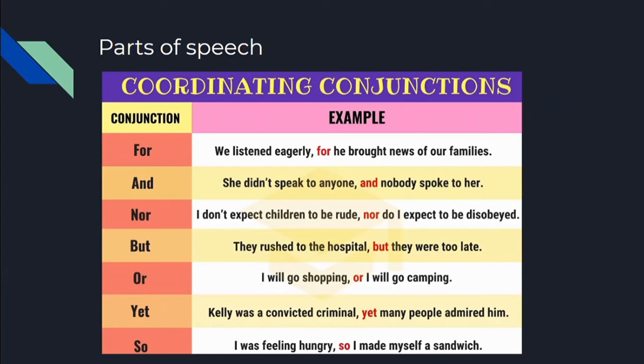And the last one is the coordinating conjunctions. There are 7 coordinating conjunctions. That is for, and, nor, but, or, yet, and so. The coordinating conjunctions connect the words, phrases, and clauses. Here we can see some examples of that.